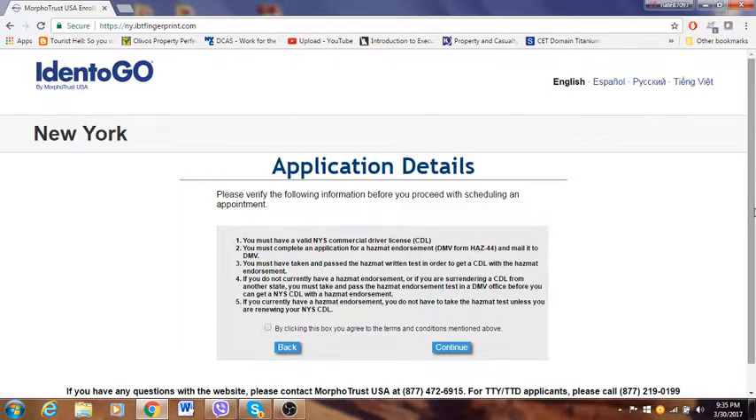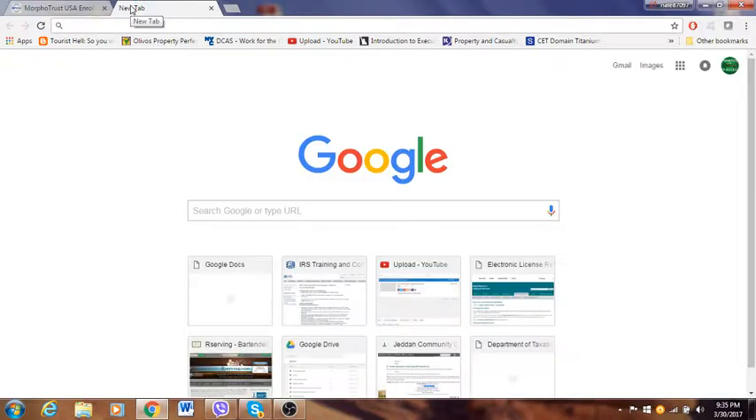So when you go there, pay by, they take cash, I think, I'm sorry, they take check, money order, and credit or debit card. So they do all that. This will tell you, once you go in, what they have and what they need. Other than that, guys, that's how you basically renew your hazardous material endorsement license.